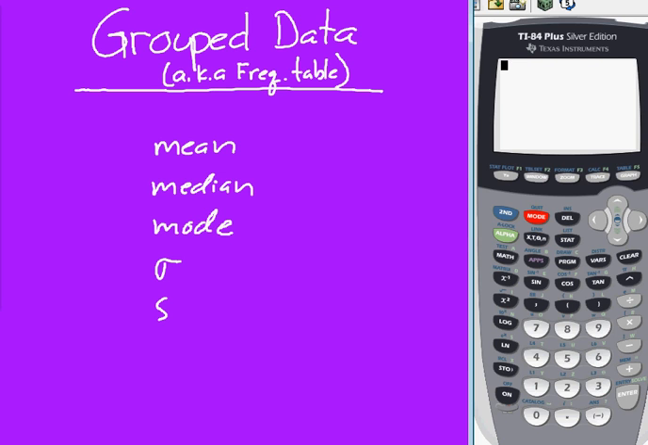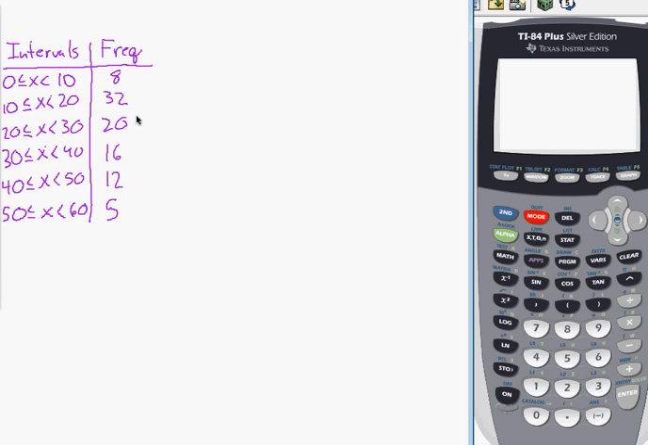Now what we're going to be doing is calculating mean, median, and mode, standard deviation and sample standard deviation from group data. Hopefully at this point in time you have already done these calculations from original data. Group data is a frequency table, like this example right here. So what we need to do is realize that the data itself is in these intervals.